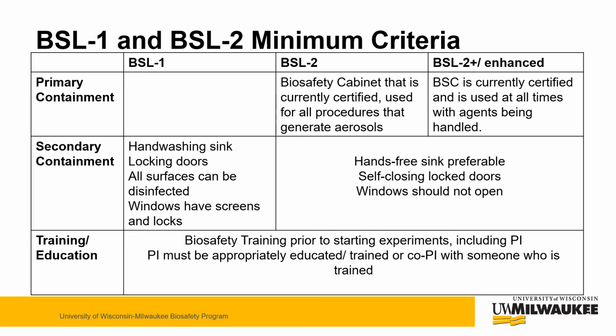Training requirements are universal for BSL-1 and BSL-2 personnel. You must have completed biosafety training, which includes the principal investigator. Additionally, the PI is responsible for being appropriately educated or trained, or co-PI with someone who is trained to handle the infectious agents planned for their experiments.